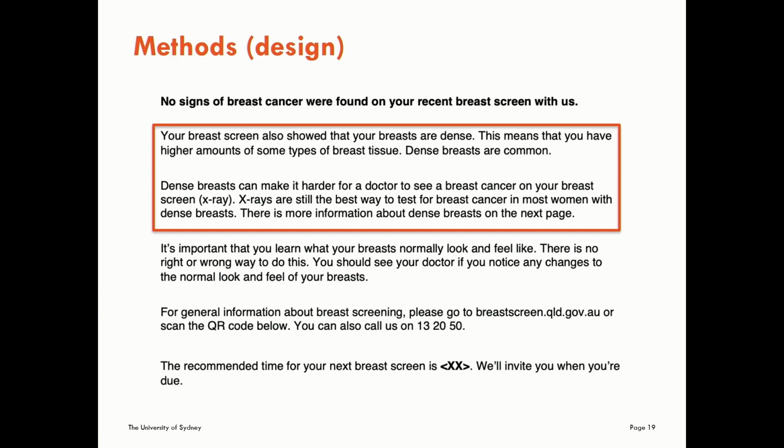And we've added in this blurb here for the women in arm 2 and 3, where it'll say, your breast screen also shows that your breasts are dense. This means you might have higher amounts of some types of breast tissue. Dense breasts are common. Dense breasts can make it harder for a doctor to see a breast cancer on a breast screen. X-rays are still the best way to test for breast cancer in most women with dense breasts. There is more information about breast density, or dense breasts, on the next page. So women in the control group will not get that blurb, but in the other 2 groups they will.